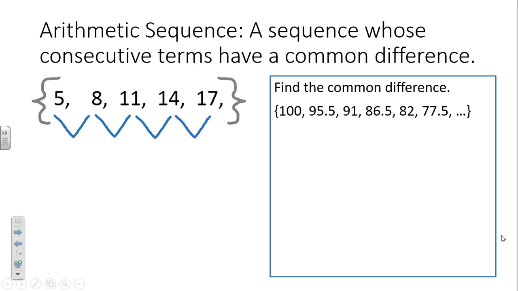An arithmetic sequence is a sequence whose consecutive terms have a common difference. Consecutive terms of an arithmetic sequence have a common difference. So what's the common difference in our arithmetic sequence 5, 8, 11, 14, and 17? They're all 3, okay? There's a difference of 3. Positive 3 or negative 3? Positive 3 because we're getting bigger, right?